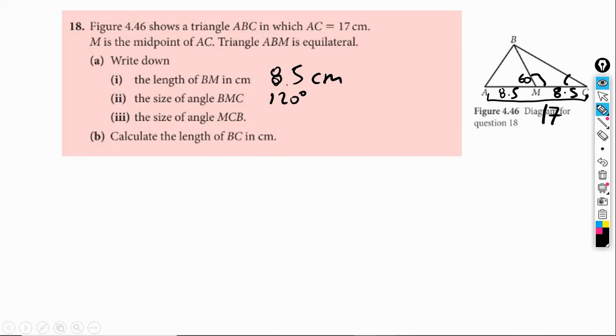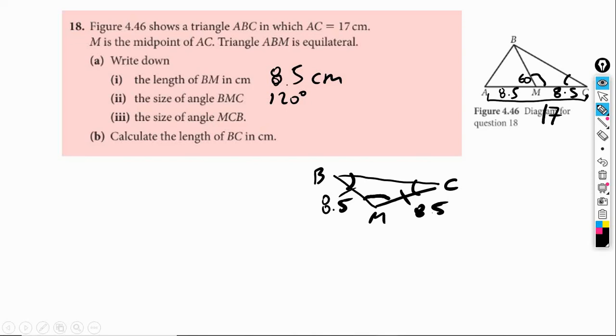Now, let's redraw this over here so we can have a clearer picture. So we have something that looks more or less like this. And this is B, this is C, and this is M. Now we know that this length and this length are the same. They're both 8.5. So that means that this is an isosceles triangle. And in an isosceles triangle, this angle and this angle are the same.